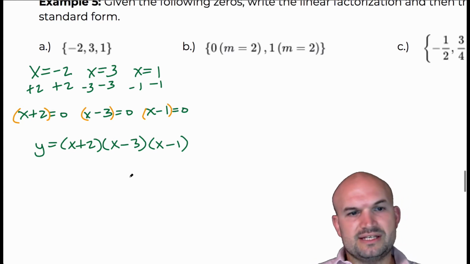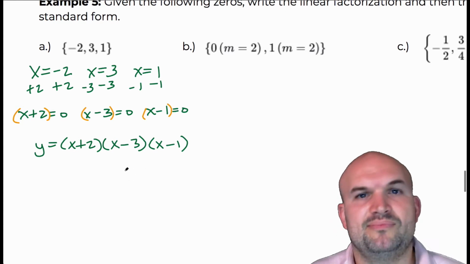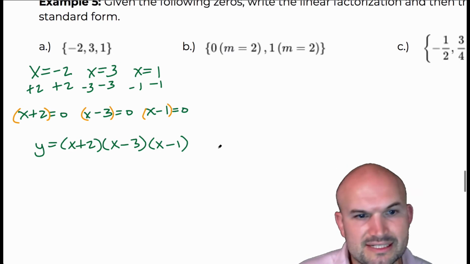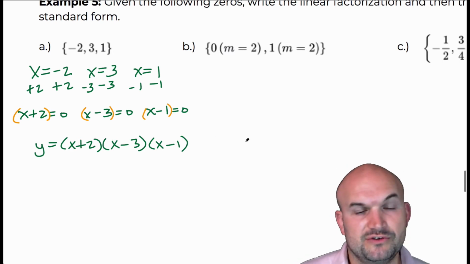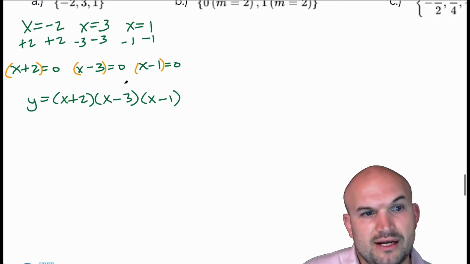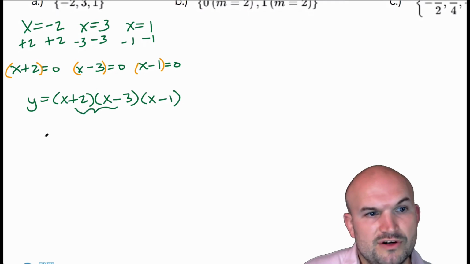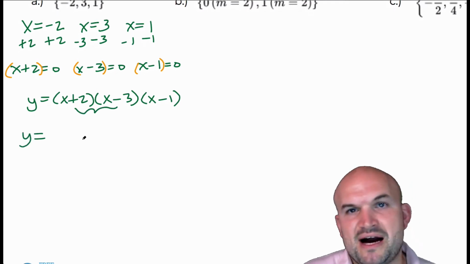All right. Now, in this exact setup, there's really not any best way to multiply these. It doesn't matter if you do these two first or these two first. So I'm just going to go from left to right. I'm going to multiply these two first, and I'm not going to use the box method or the distributive property.